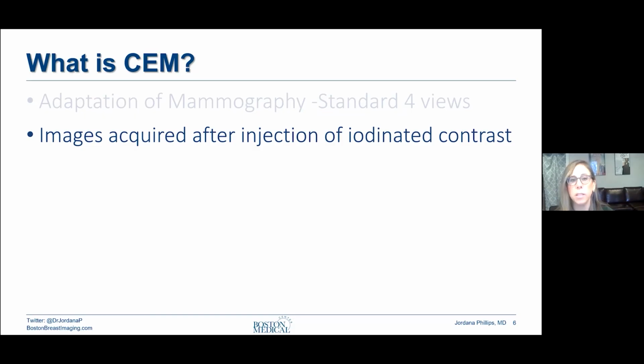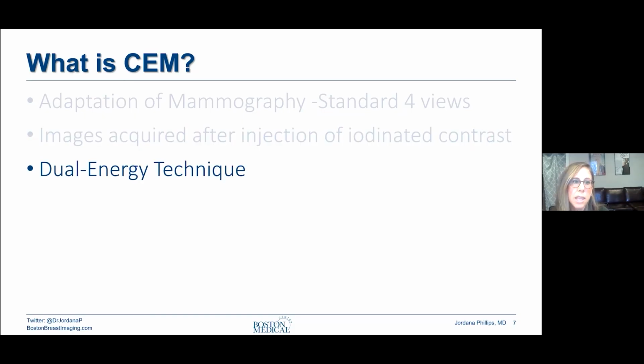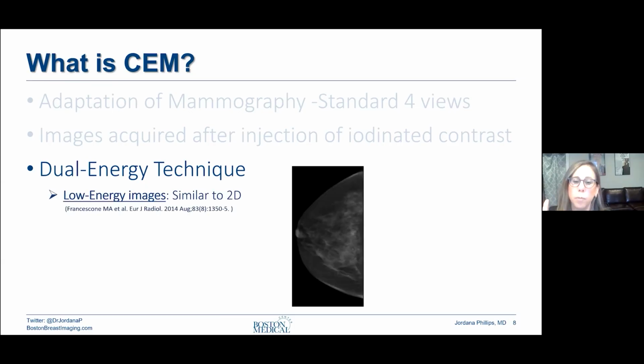But this is where the second difference comes into play. This mammogram is actually performed using a dual energy technique. And so what does this mean? Well, for every imaging position, every time the breast is compressed in the CC or the MLO view, the unit is actually acquiring 2 pictures. The first picture is a low energy image, which looks just like a conventional 2D mammogram. You can see it here. Studies have actually shown that it's really similar, no different, non-inferior to a conventional 2D mammogram, which is great.